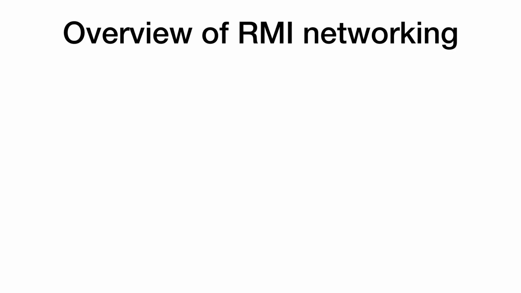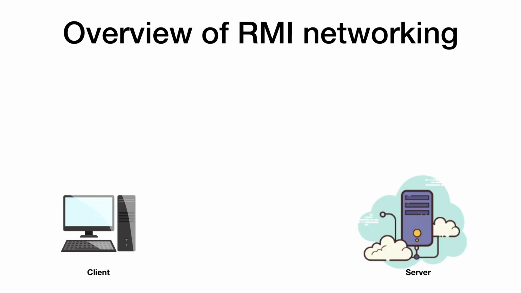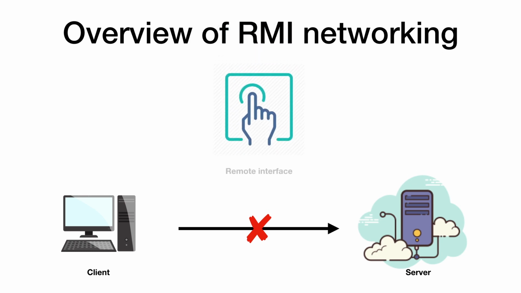Now let's see the overview of RMI networking. Here, there is a client and a server machine. The client needs to call an object that is in the server. In remote servers, an object can't be directly accessed. It can be accessed only through a remote interface. The remote interface is the bridge between the client and the server.